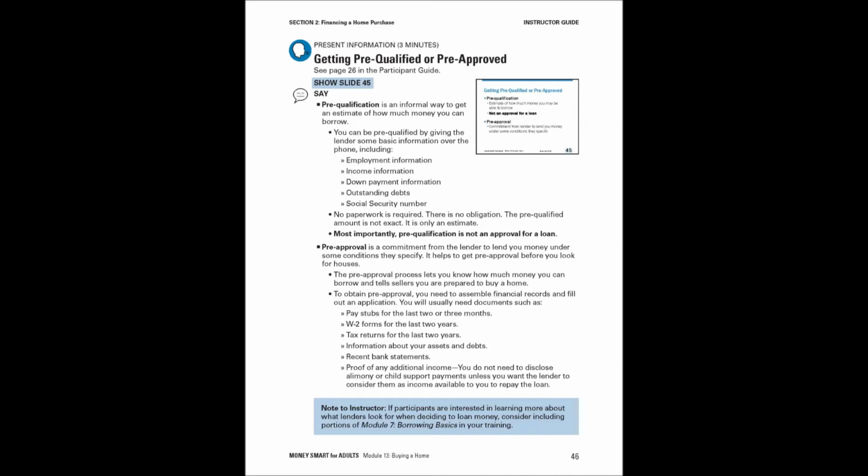Usually the real estate professional is going to ask for a pre-approval. The pre-approval is going to require a little bit more information, such as pay stubs, W-2s, tax returns, bank statements, and any other additional information that the lender requires to show that the person has the ability to actually get the mortgage or pay the mortgage. And so that's why a pre-approval is going to require this additional information, because the lender is going to make a loan commitment. Now, if participants are interested in learning more about that and what lenders look for when deciding to loan money, consider including portions of Module 7, Borrowing Basics, in your training.